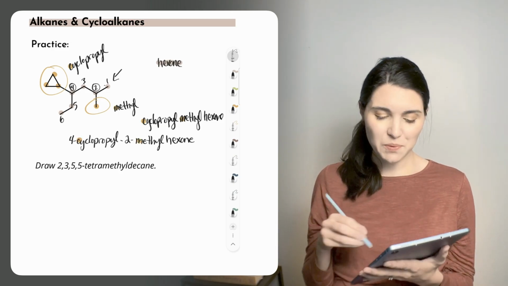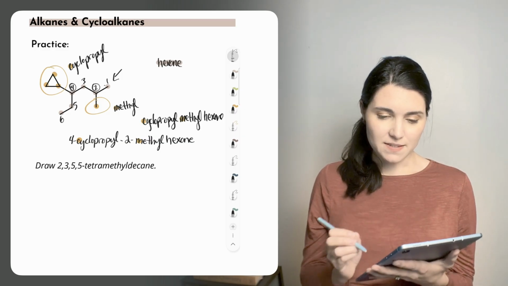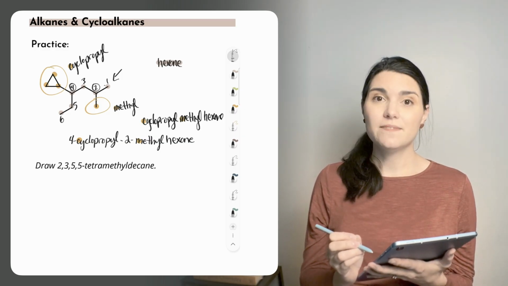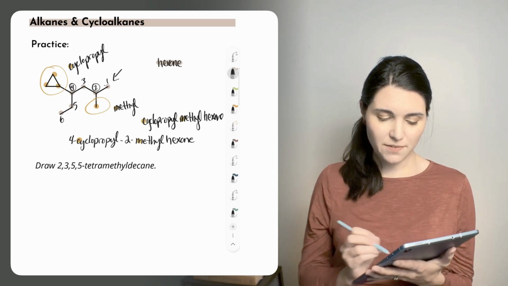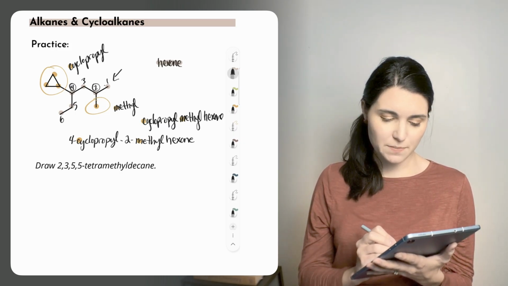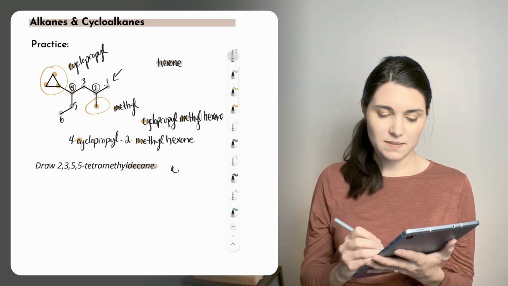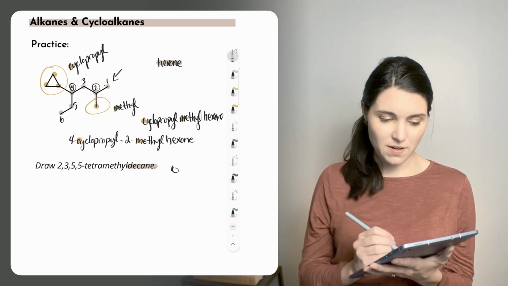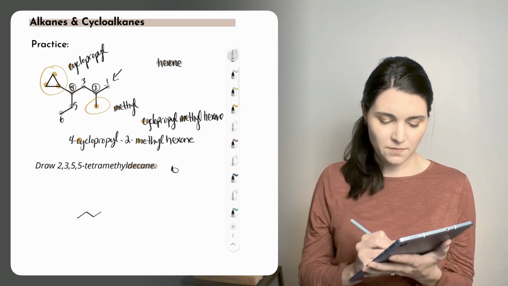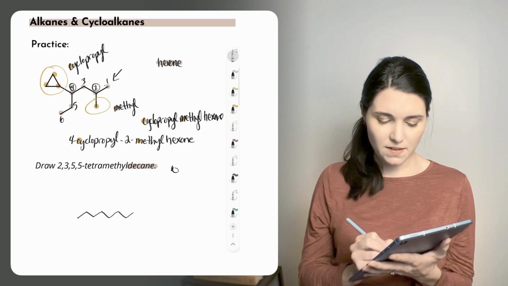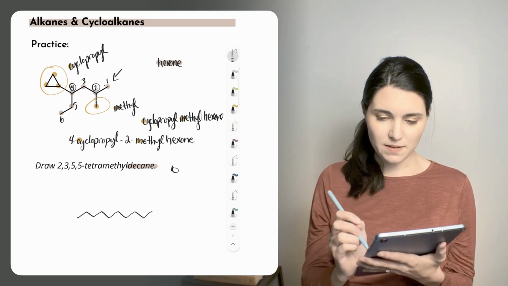Okay, the last example, we're going to go from a name to a structure again. So this is asking us to draw 2,3,5,5-tetramethyldecane. So let's find our parent structure first. That's just this last part of the name, decane. And decane is 10 carbons. So we're going to draw 10 carbons. So 1, 2, 3, 4, 5, 6, 7, 8, 9, 10.